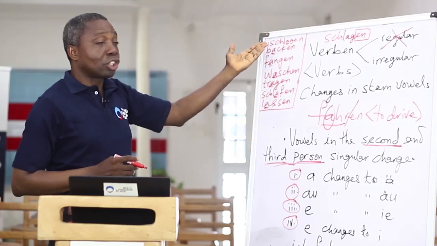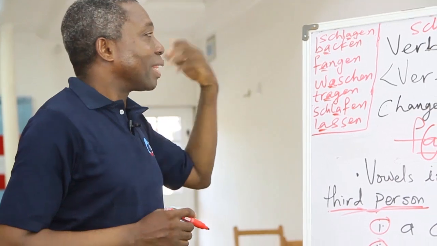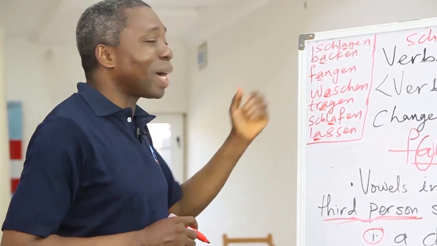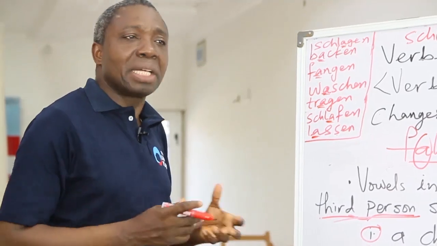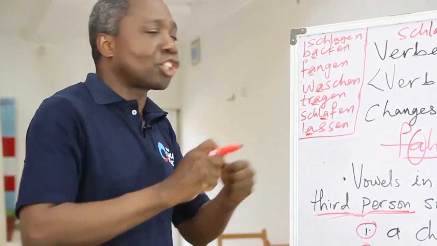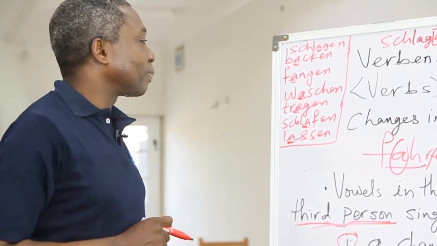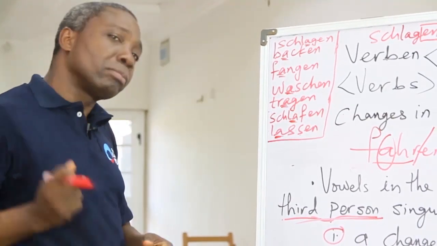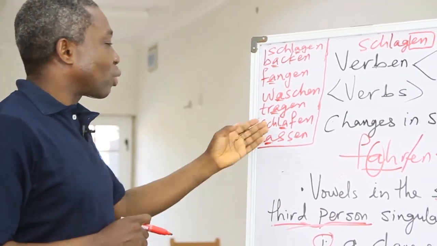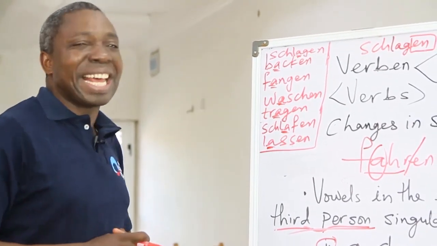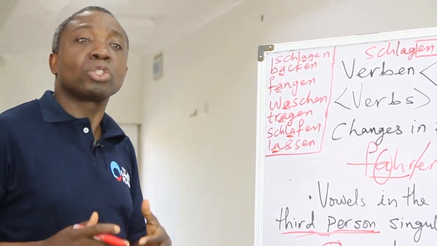The first one is schlagen, to beat. The second one is backen, to bake. The third one is fangen, to receive or to catch. The next one is waschen, to wash. The next one is tragen, to carry. The next one is schlafen, to sleep. And the next one is lassen, to leave or to let.